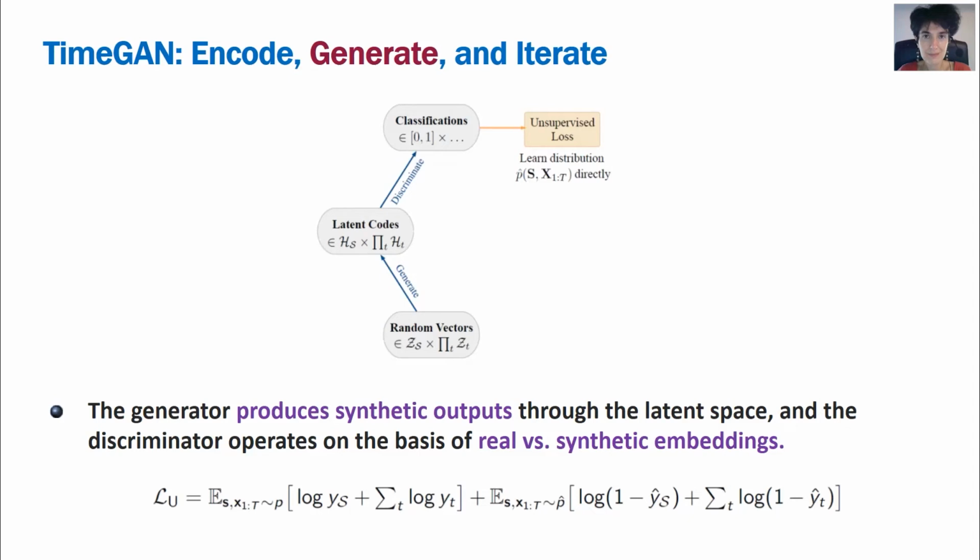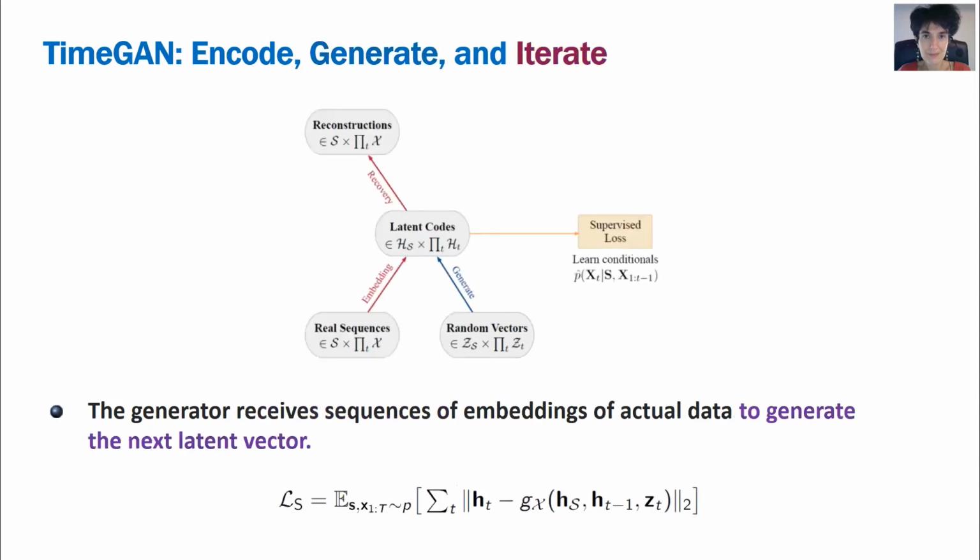And it is important to note here that the supervised loss is minimized by jointly training both the embedding and the generator networks, such that the latent space not only serves to promote parameter efficiency, it is specifically conditioned to facilitate the generator in learning temporal relationships as well. Then we are going to iterate, so the generator receives sequences of embeddings of actual data to generate the next latent vector.